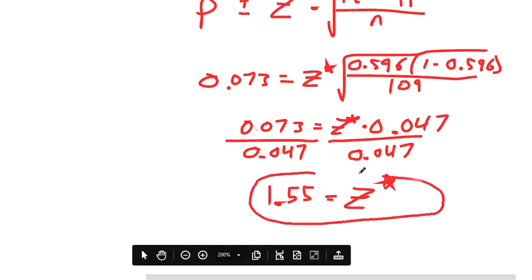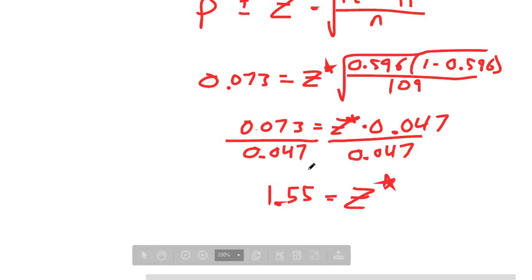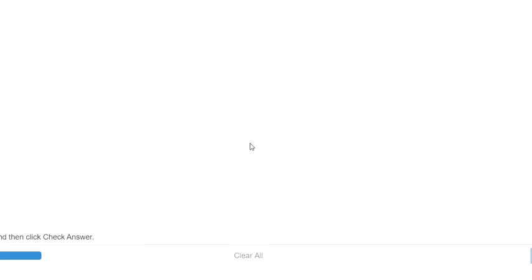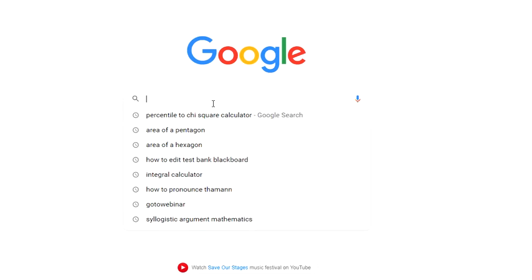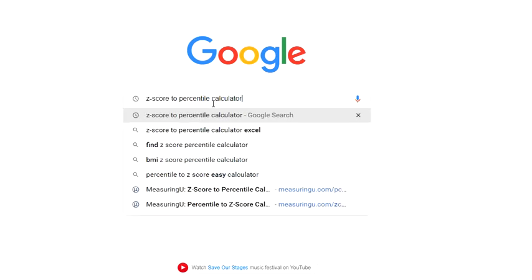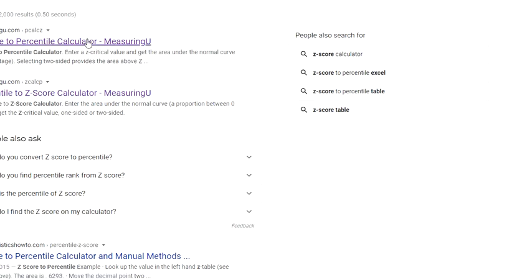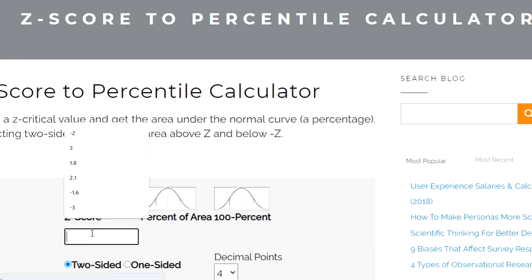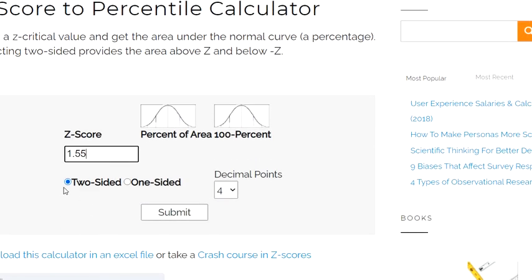I don't like using the tables because with the internet so readily available to us, we can just Google this with our smartphone. I'm going to search z-score to percentile calculator, because I have a z-score and I want to know what percentage of the area it represents. A good one that comes up is measuringu.com. I'm going to plug in 1.55. It's already set to two-sided because we're dealing with a confidence interval.